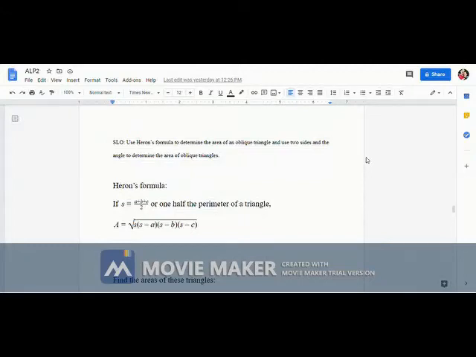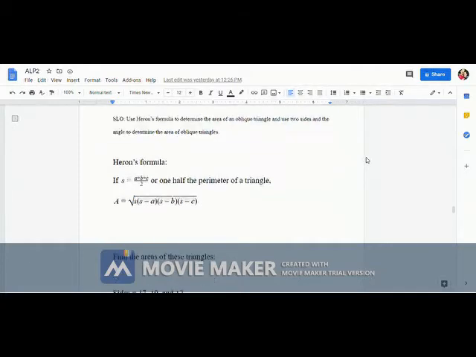Alright, in this video we are going to be going over Heron's formula and using that to determine the area of oblique triangles, and relating that to the law of cosines and how we can use those together to also find the area of triangles.